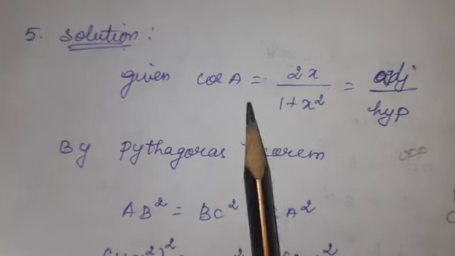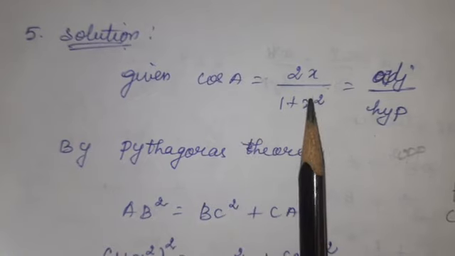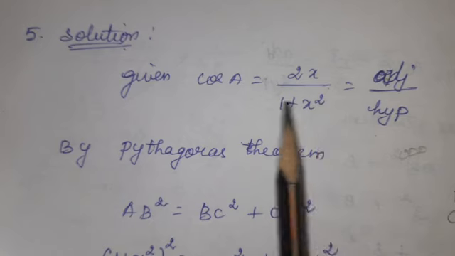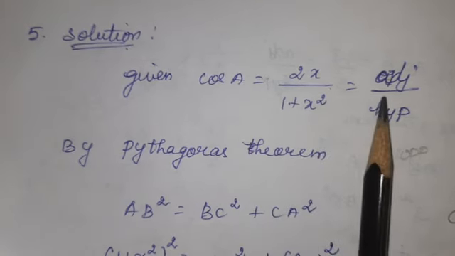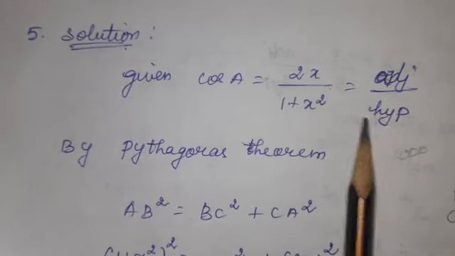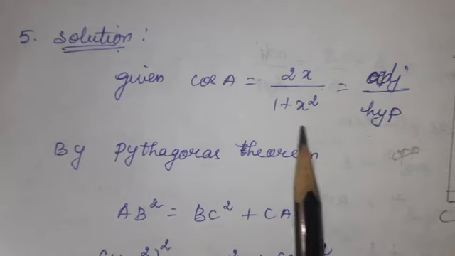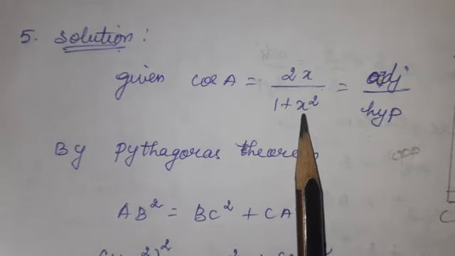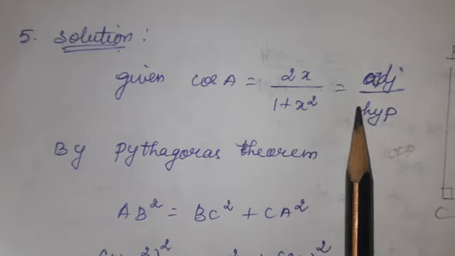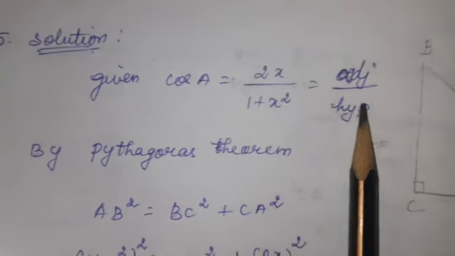The solution: given cos A is equal to 2x divided by 1 plus x square. What is the formula for cos? Cos formula is adjacent by hypotenuse. That means the adjacent value is 2x and the hypotenuse value is 1 plus x square. We don't know the opposite side, so first we should find the opposite side.